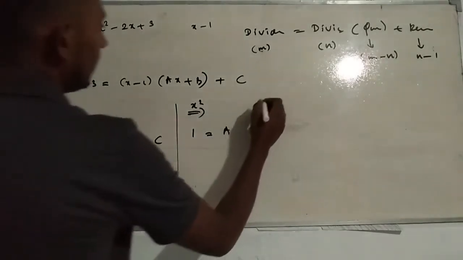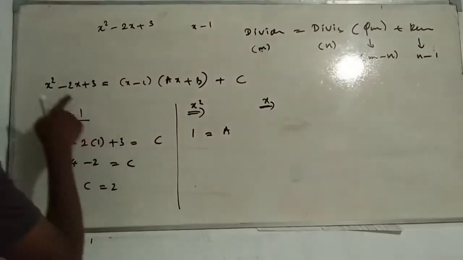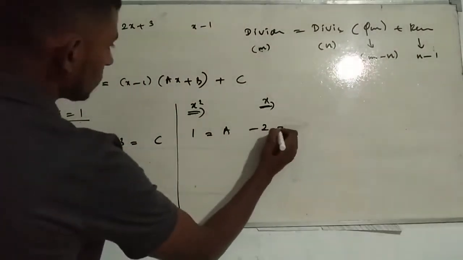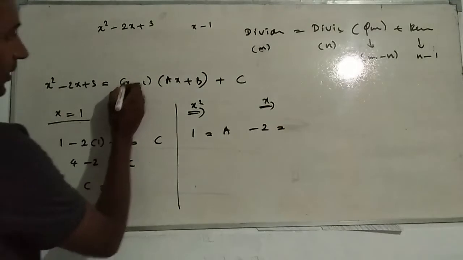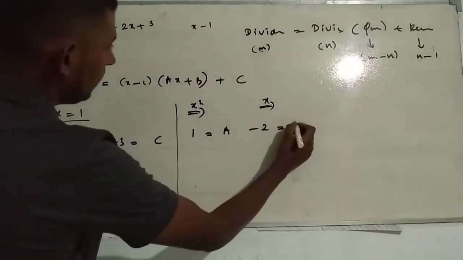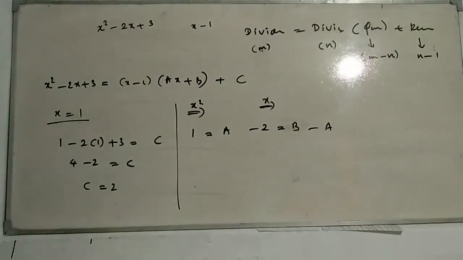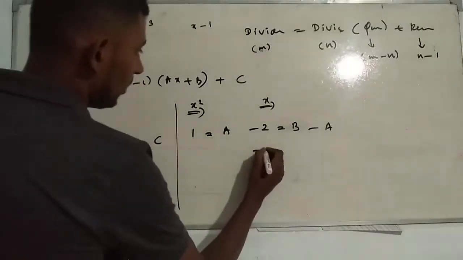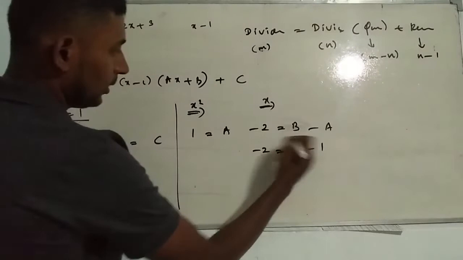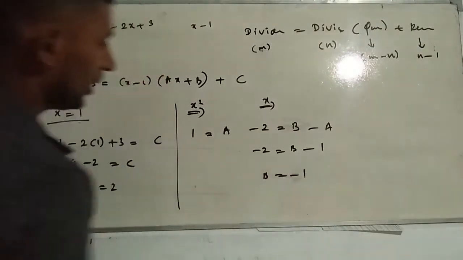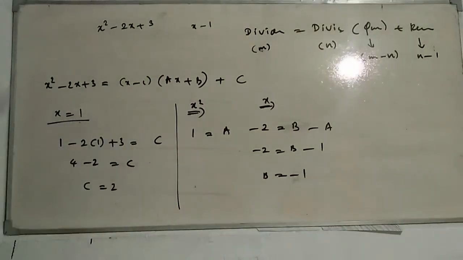Now consider the coefficient of x. On the left hand side it is minus 2. On the right hand side you can say x times b, that means b, and minus a. We already know the value of a, so minus 2 is equal to b minus 1, that means b is equal to minus 1. Likewise we can find the values of a, b and c.